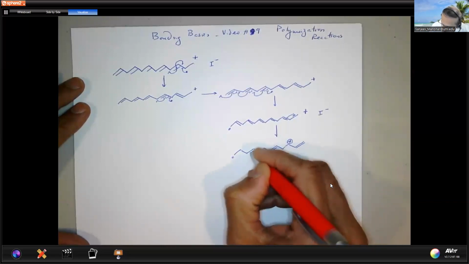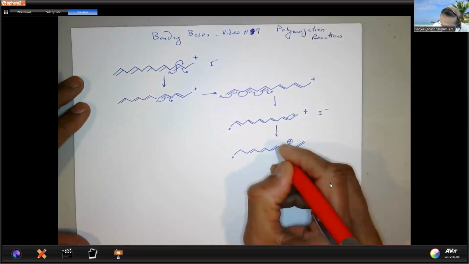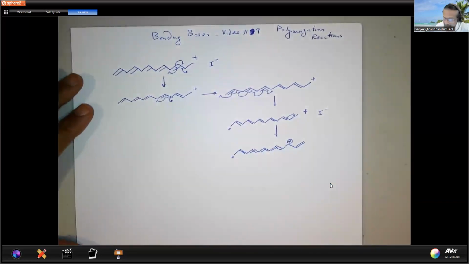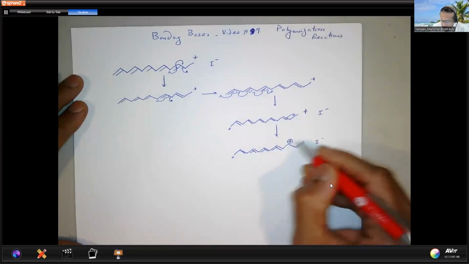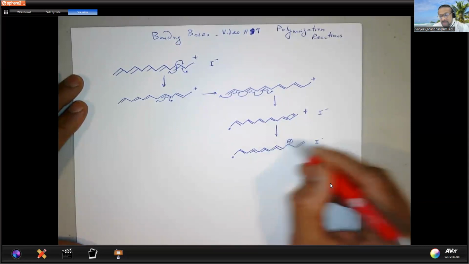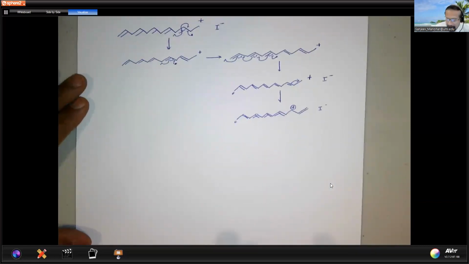Do you see the arrow formalism here? Sorry, this is not all going this way now. Okay. Do you see the arrow formalism? So the plus charge with iodide is here. The plus charge is no longer next to the iodine. It's two carbons away. So let's delve into that, right?